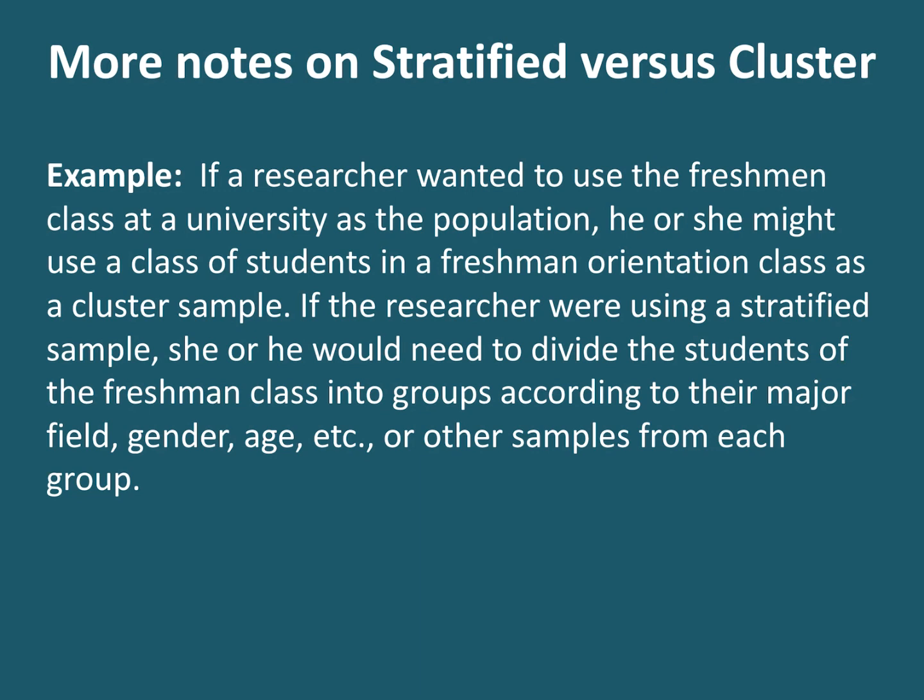Now, some more notes on stratified versus cluster. For example, let's say a researcher wanted to use the freshman class at a university as the population. Again, if it's a large university, then the freshman class is still going to be a large population, so it'd be impossible to ask every single freshman. Now, he or she might use a class of students in a freshman orientation as a cluster sample. So you just simply take one of the classes from that freshman orientation.